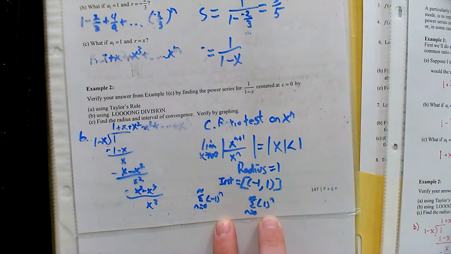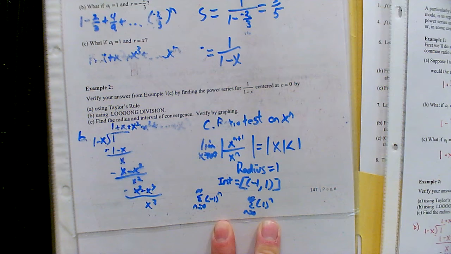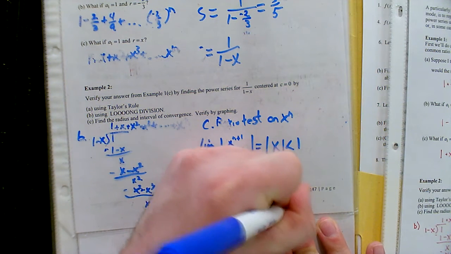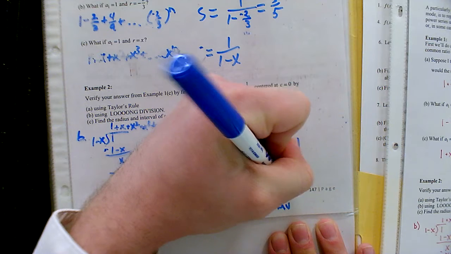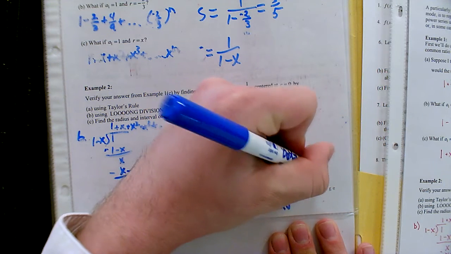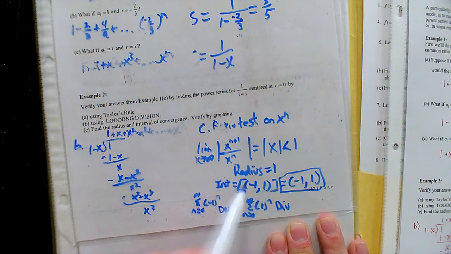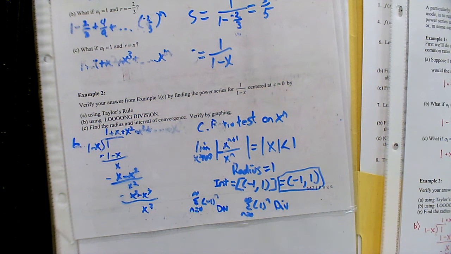All right, so converge or diverge? -1 to the n and 1 to the n. Yep, they both diverge. So our interval is actually -1 to 1 with parentheses. And that's all they're asking us to do in this problem, find the radius and find the interval of convergence.